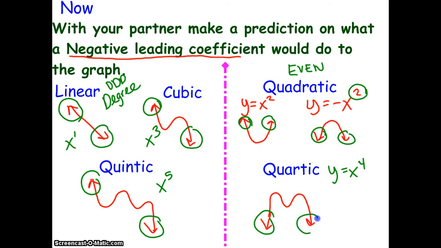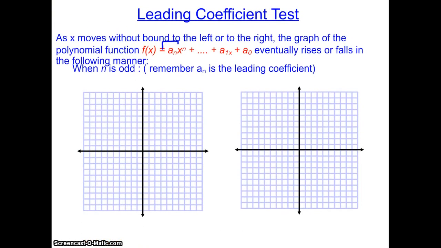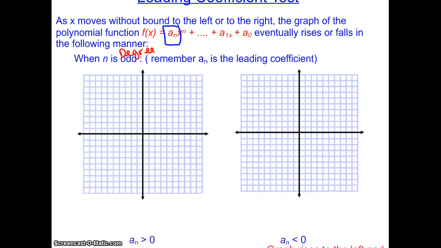So today we're going to focus on how they behave. Okay, let's talk about the end behavior. The leading coefficient determines the orientation of the graph. Remember that the leading coefficient is the number in front of your highest degree. So we're just going to look at the odd degrees. That would be a cubic, a quintic, x to the seventh, and so on and so forth. Linear also.